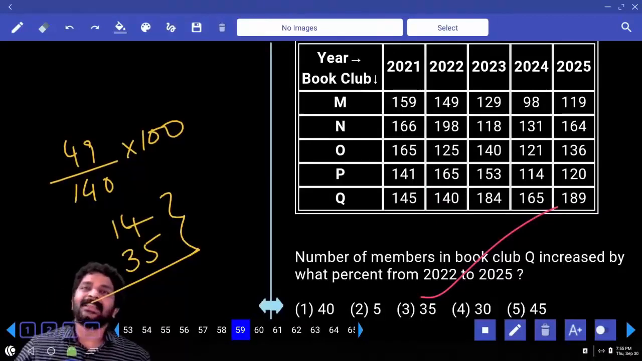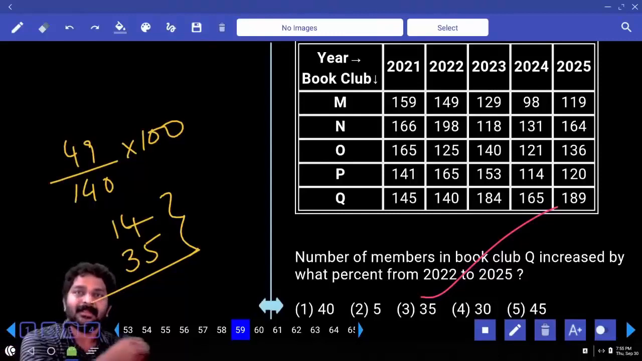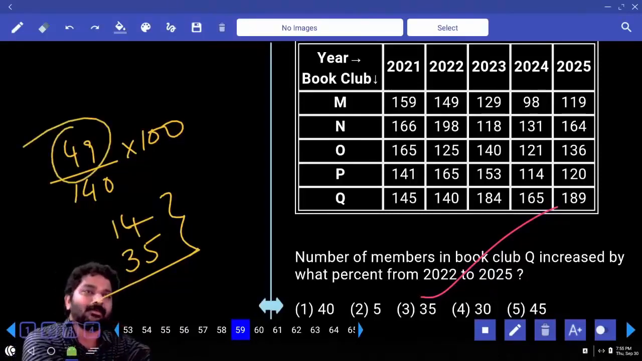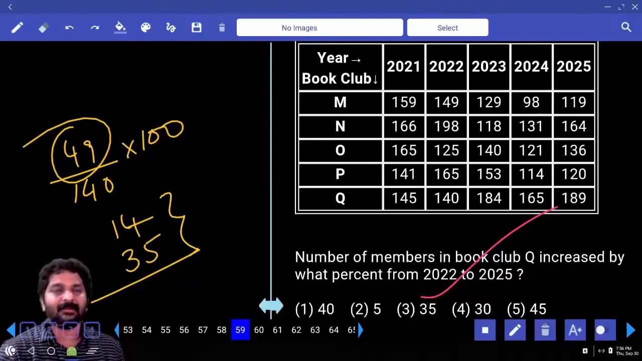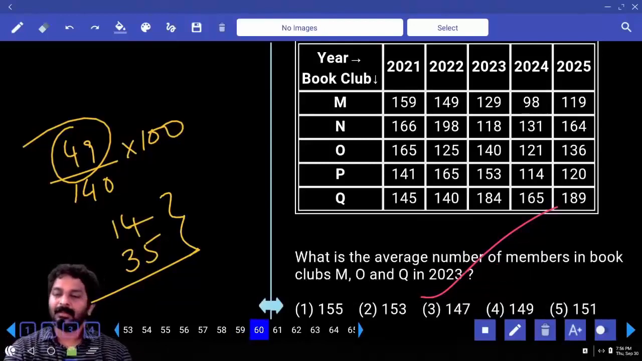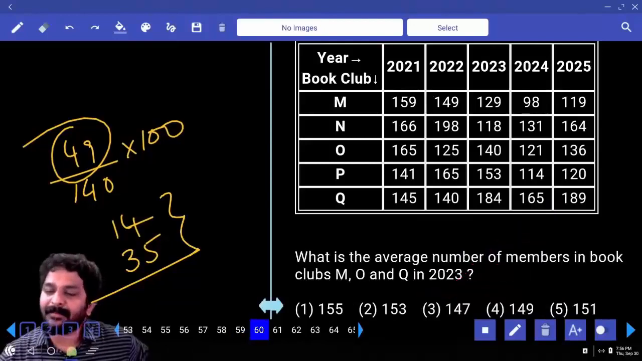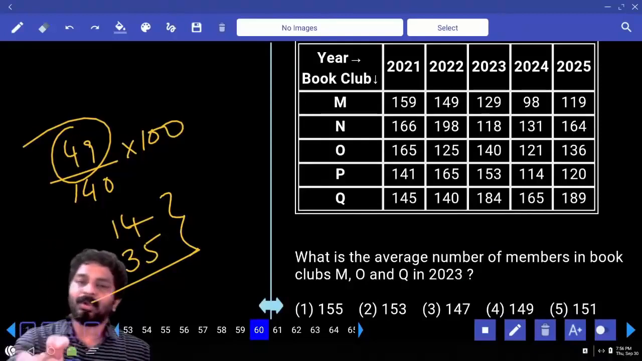Otherwise, what is 10% of the denominator? 20%? 30%? 42. More than that? What is 40%? 56. So your answer is more than 30 and less than 40. Look at your options. How many options are more than 30 and less than 40? Only one, third option.